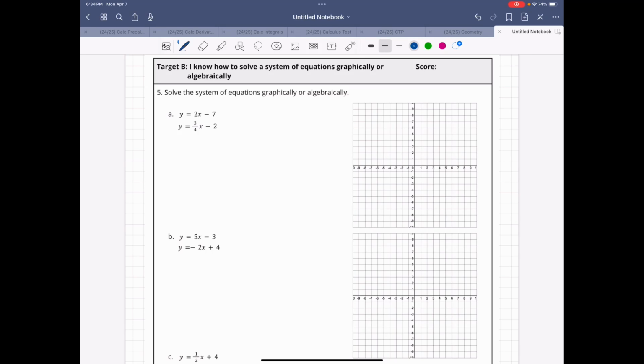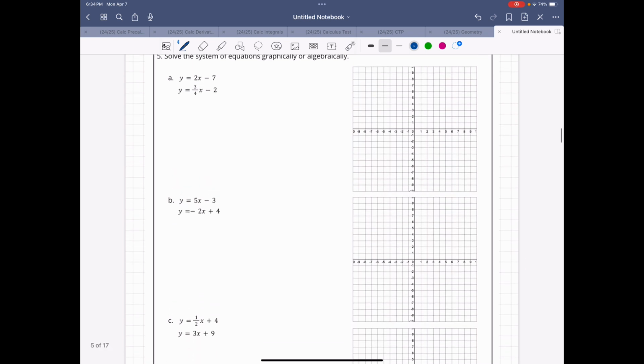So in this video, we're going to learn about how we can solve a system of equations graphically or algebraically. We learned this method when we were talking about systems of equations that were in slope-intercept form. So you're going to recognize that all of these equations are in this y equals mx plus b form, where m is our slope and b is our y-intercept.